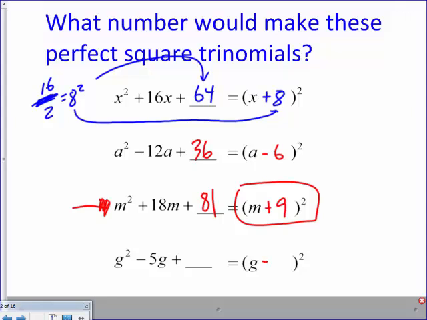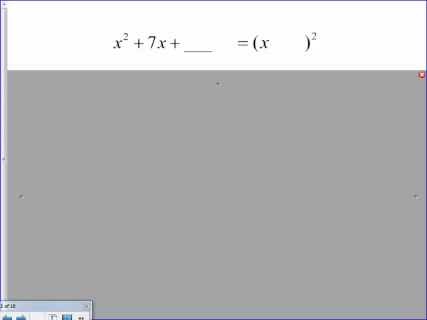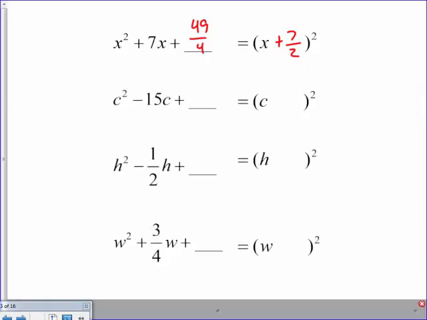Half of b is negative 5 over 2, or negative 2.5. And if I square 2.5, I would get 25 fourths, or 6 1/4. Okay, we kind of get the point here, right? Factored form: half of b is 7 over 2, or 3.5, and if I square 3.5, I'm at 49 fourths. All right, so we could do a bunch of these, but hopefully we're getting the gist of it, right?